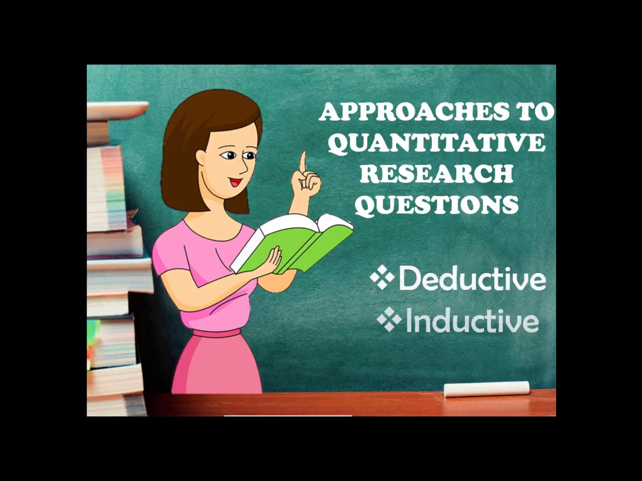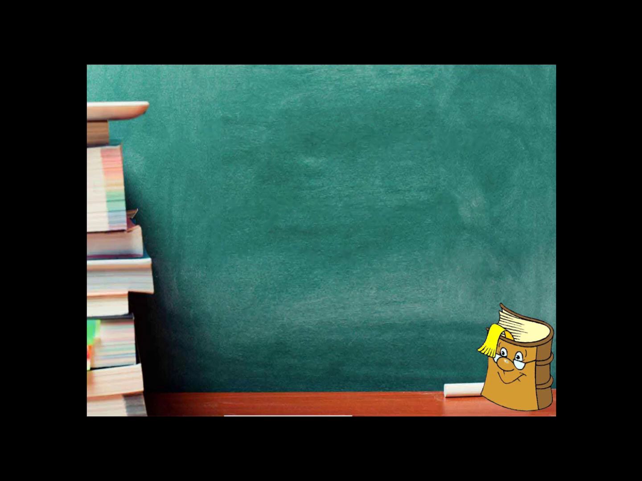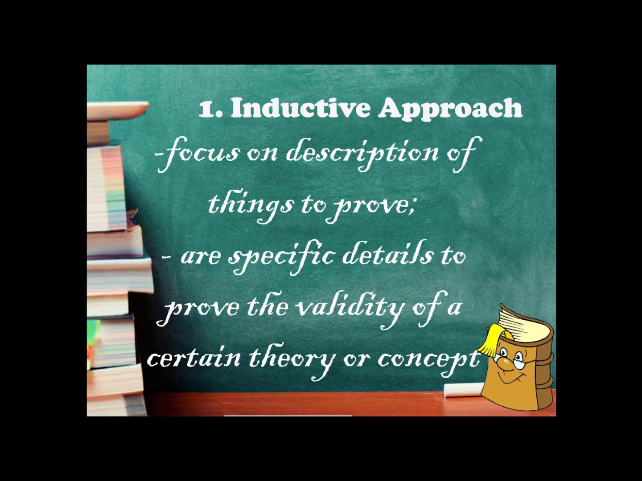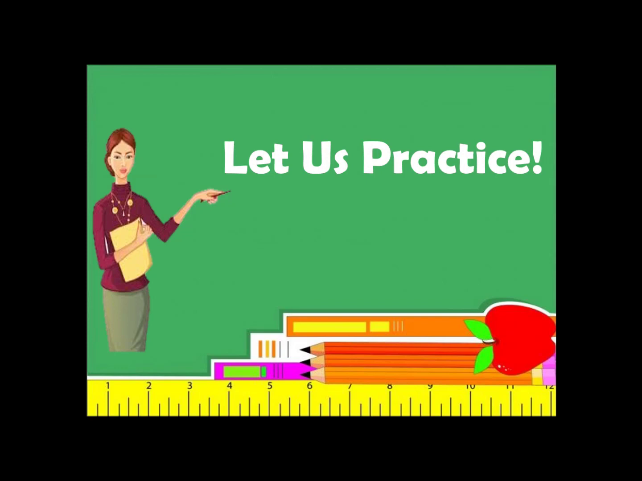Next are the approaches to quantitative research questions. There are two approaches, the deductive approach and the inductive approach. Deductive approach is an approach that goes from bigger ideas such as theories or concepts to smaller ideas, while inductive approach focuses on the specific details to prove the validity of a certain theory or concept. That completes the theory of this particular competency.